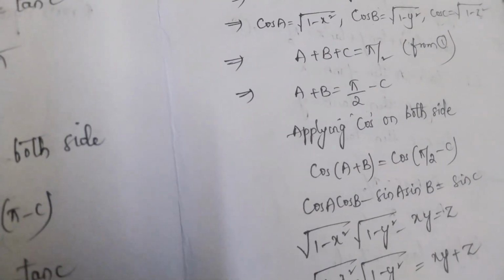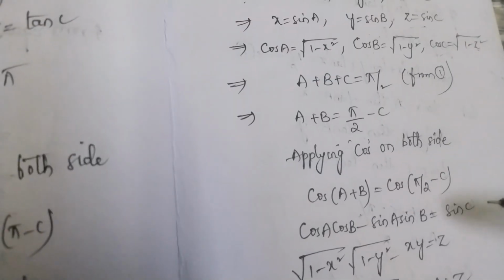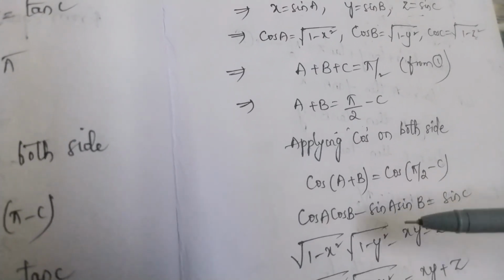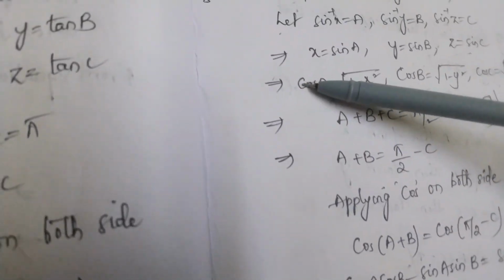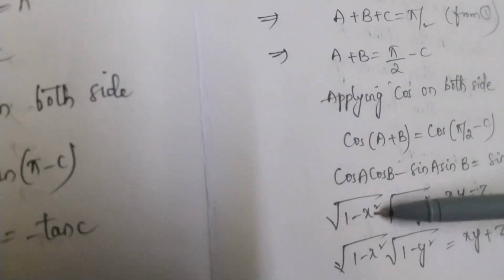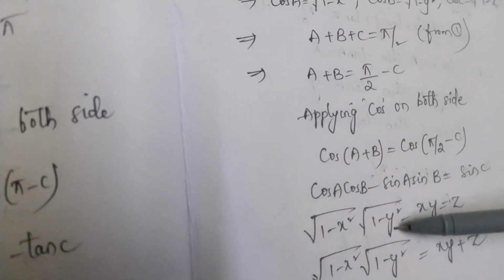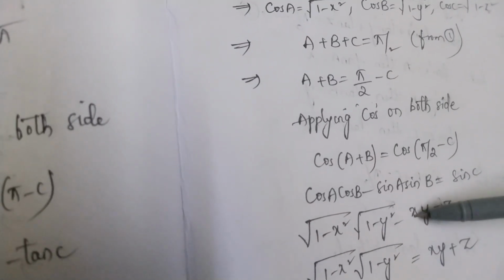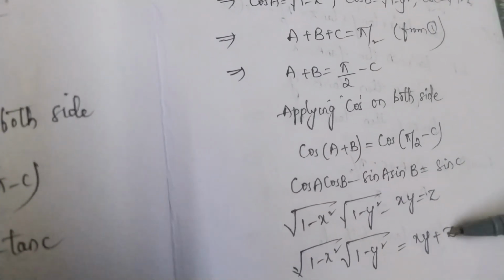So cos of a plus b is given by cos a cos b minus sin a sin b is equal to cos of pi by 2 minus c, which is sin c. So cos a is what? Already we have derived it, that is under root of 1 minus x square. So substitute here: under root of 1 minus x square into under root of 1 minus y square minus xy is equal to z. Next, take xy to the right hand side, it will be xy plus z.